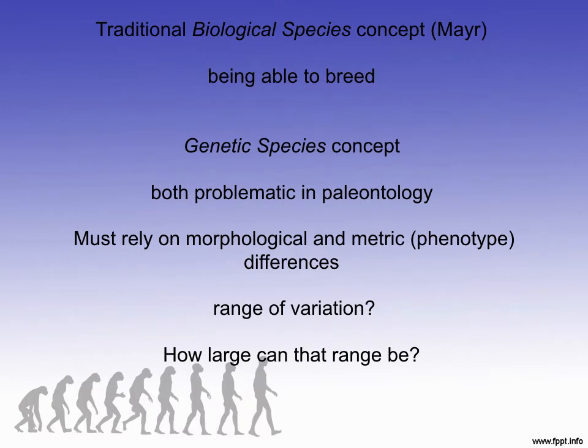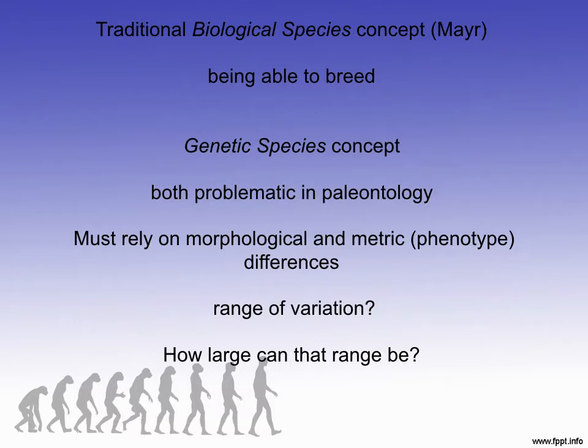Let's return to the concept of the biological species, or as Ernst Mayr promoted, the biological species concept of a population of individuals that are able to breed. Again, this is very problematic with the fossil record because when we recover fossils, fossil individuals, pieces and parts of fossils, we don't know if they were able to interbreed. We're limited to defining our fossil species on morphologic and metric traits.